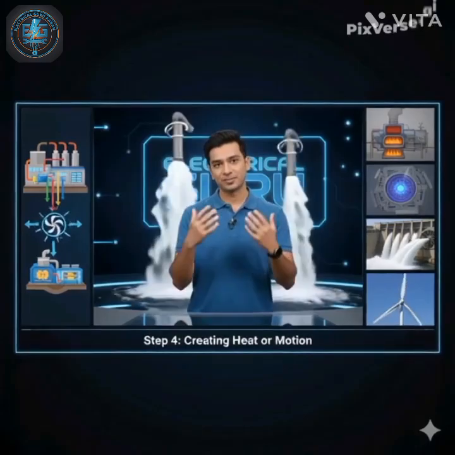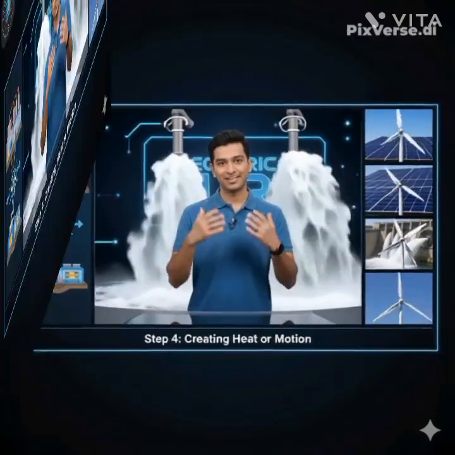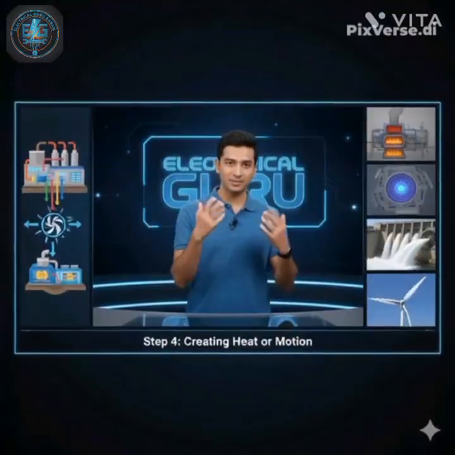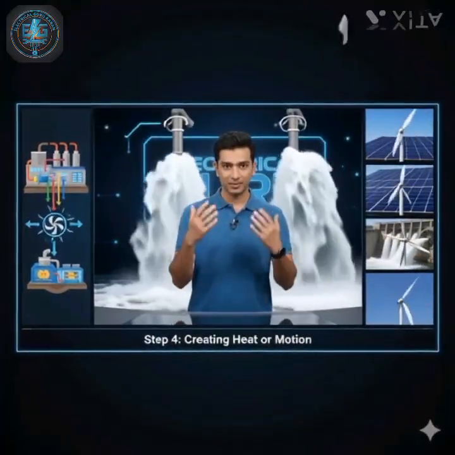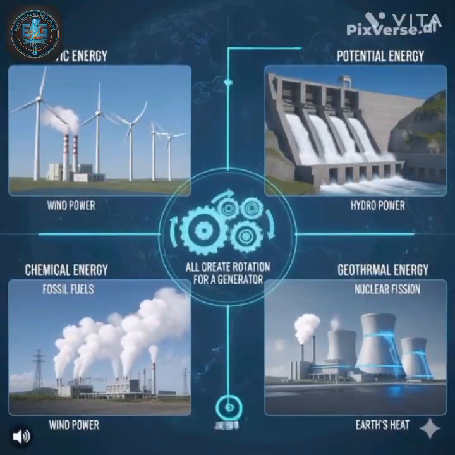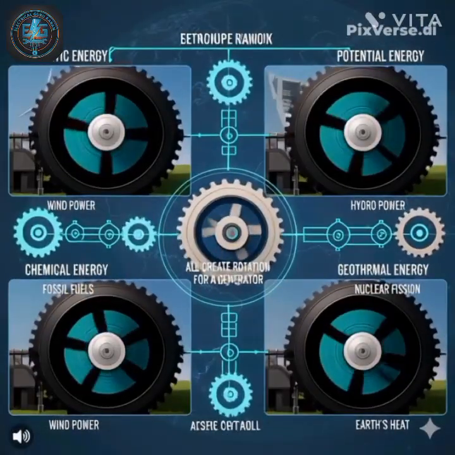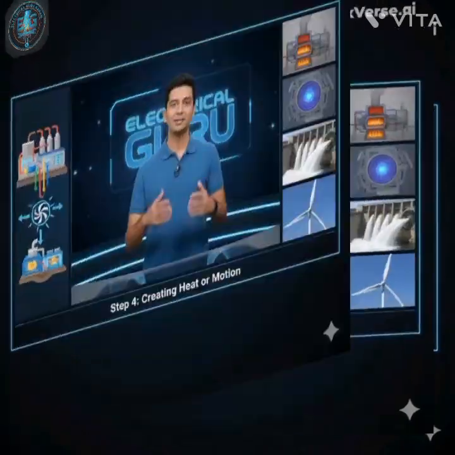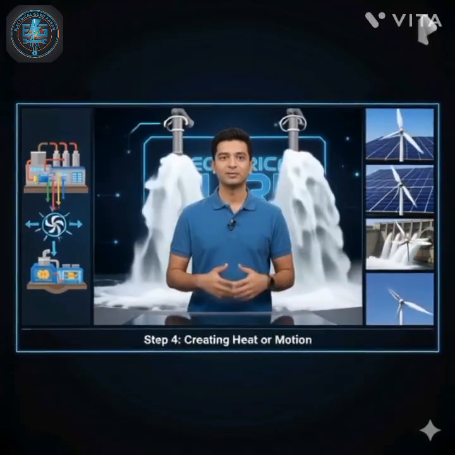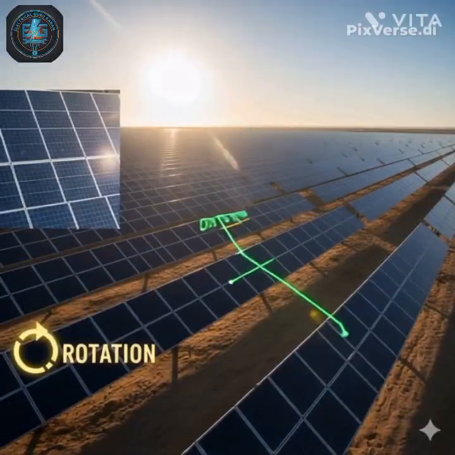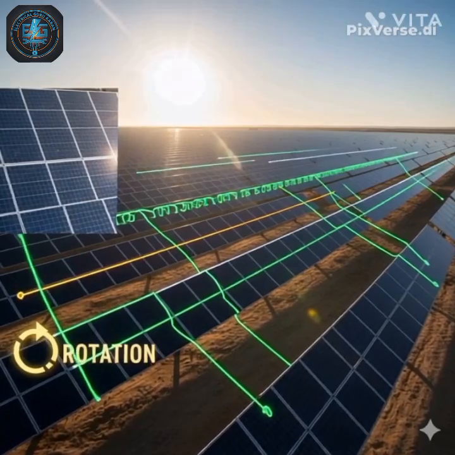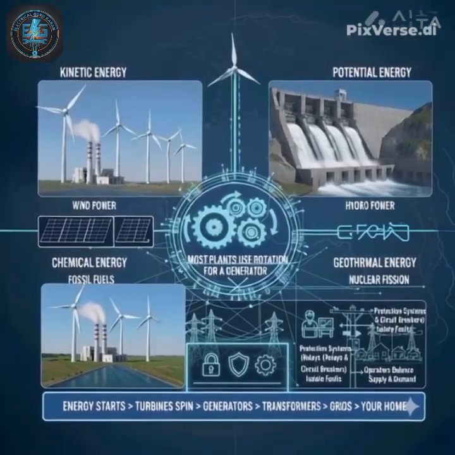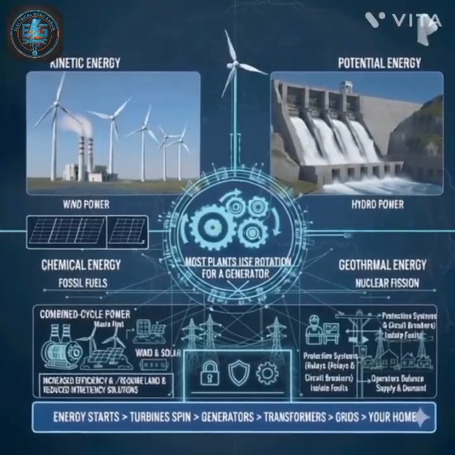Step 3. Creating heat or motion. In thermal and nuclear plants, chemical energy or nuclear fission produces heat. That heat boils water in a boiler to make high-pressure steam. In hydro plants, stored water releases potential energy and becomes fast-moving water. In wind farms, wind turns blades directly. In solar photovoltaic plants, sunlight is converted straight into electricity without spinning turbines, but for most large plants, turbines and steam or kinetic flow are central.